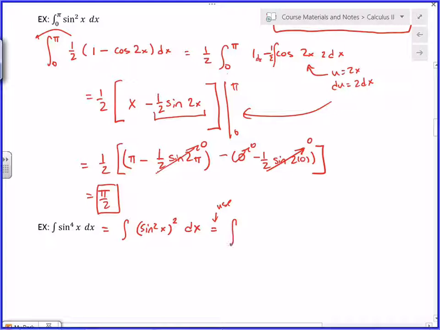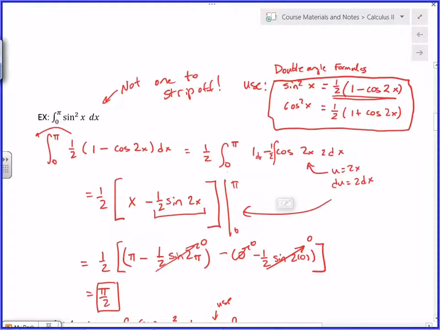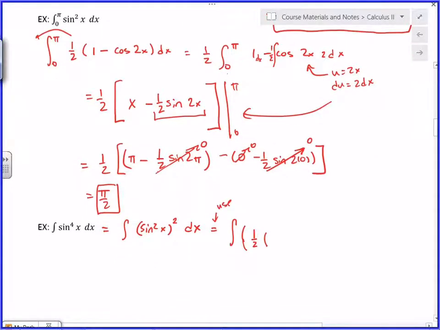So I get the integral of 1/2 times, now sine squared has the minus, so I have 1 minus cosine of 2x, all of that squared, dx. So I'm using the double angle formula.